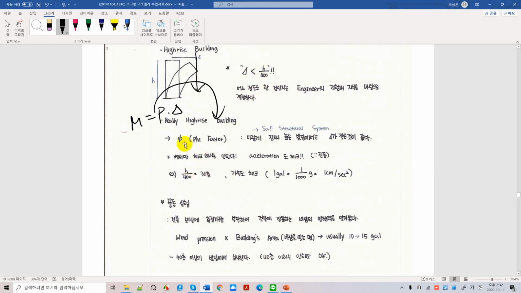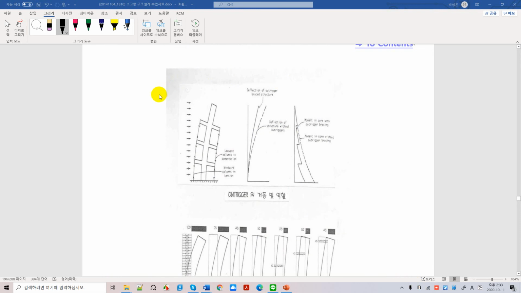Okay, and also, as explained earlier, you're checking the acceleration level, and it also depends on engineers, 10 to 15 gals, and 1 gal is 1/1000 gravities. Okay? 10 gal means 10/1000 gravities. This g represents gravity. Okay, this has been explained, but we'll take a look at it one more time briefly.